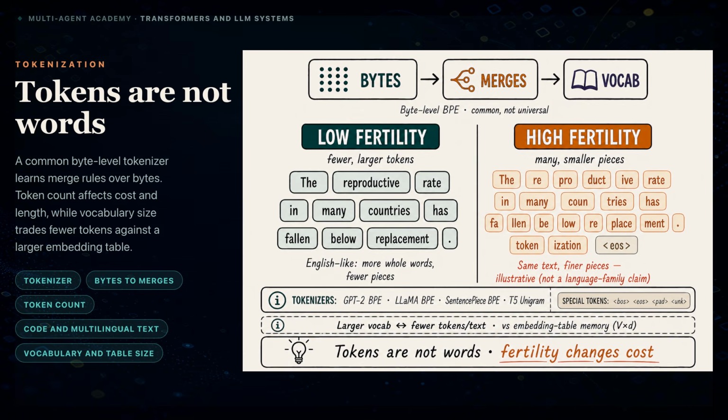Getting fewer tokens is not free. A larger vocabulary can shorten sequences, but it also grows the embedding table. So measure cost with the tokenizer attached to the checkpoint you will serve.